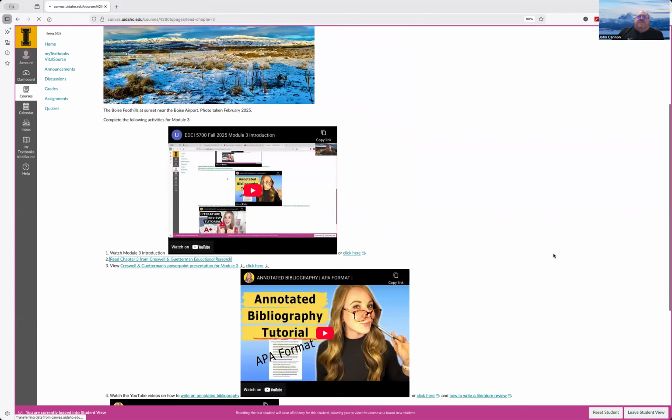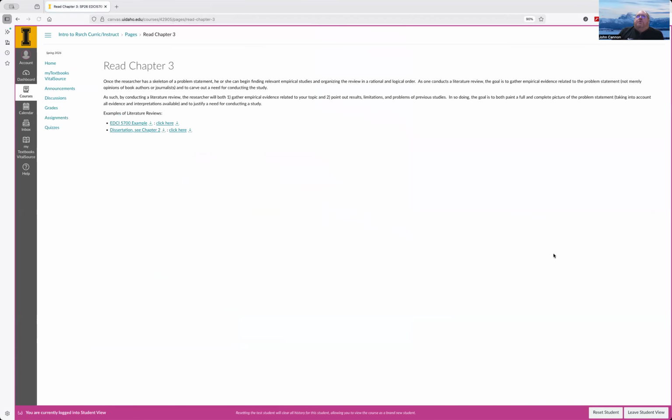The reading assignment is chapter 3 from the Creswell and Guterman textbook, and it goes into literature reviews, writing literature reviews. I have provided an example literature review from a student from a couple of years ago who took the course. And then I provided a dissertation for you to look at. And chapter 2 is the literature review in that dissertation.